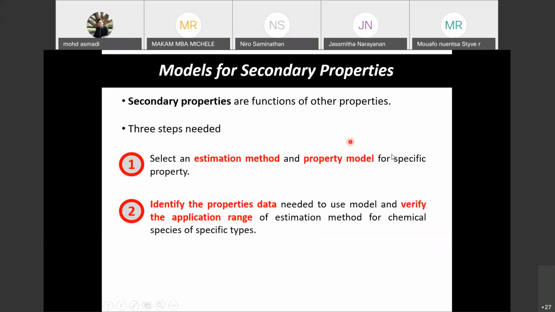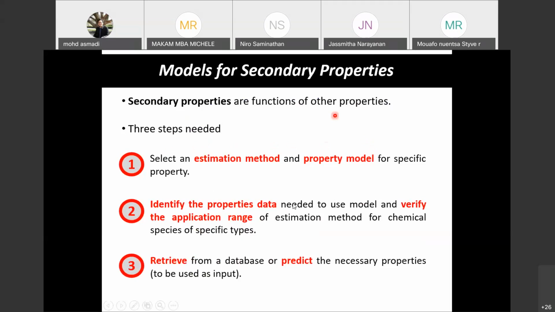with that figure in the previous step. It consists of three steps that you need to specify before the estimation. The first step is to select an estimation method and property model for the specific properties. The second is to identify the property data that you need to use in the model, and verify the application range of the estimation method for the chemical species of the specific type. The third is to retrieve from the database or predict the necessary properties. This is what you are going to use for the input.